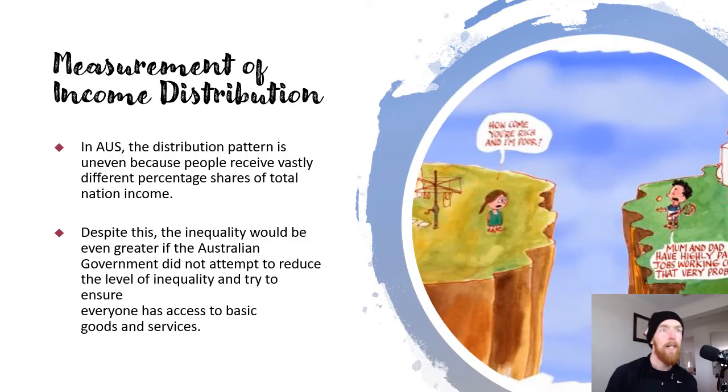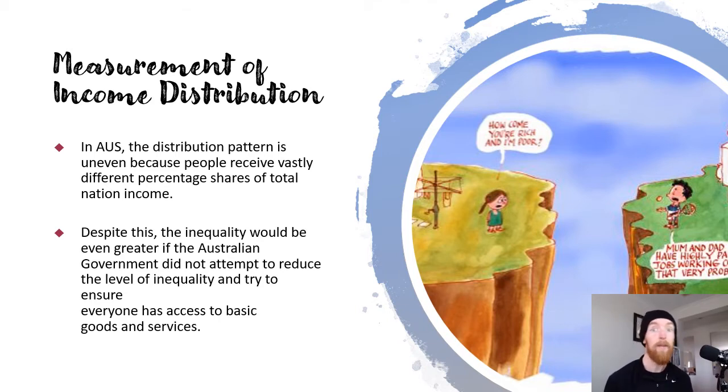So in Australia, the distribution pattern is uneven because people receive vastly different percentage shares of total national income depending on their skills, what they do realistically. How incomes are determined tends to be on either the skills required or the supply and demand of that particular position. But despite this, the inequality would be a lot greater if the Australian government did not attempt to reduce the level of inequality and try to ensure that everyone has access to basic goods and services.